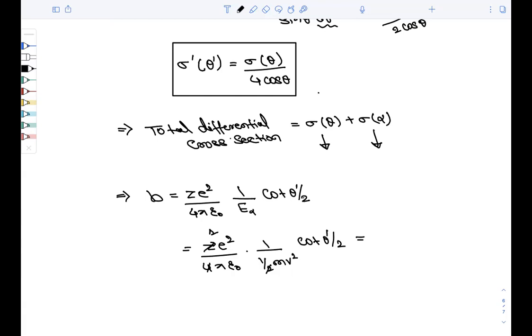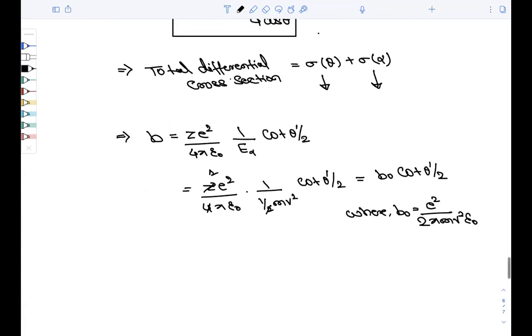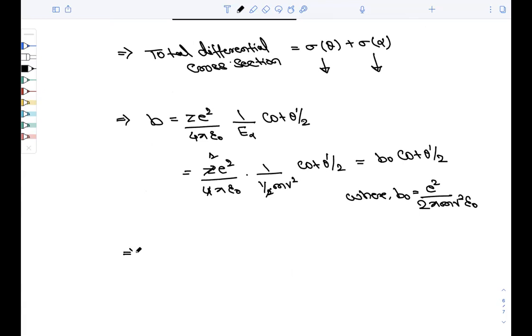So e square, so let us write it as b naught cot theta dash by 2, where b naught is equals to e square, the 2 will remain, over 2 pi m v square epsilon naught, right? So if we know the b, we can simply find the sigma, right? b sin theta. We are more interested in the geometrical terms, so that's why I have placed the model here. So put sigma theta dash sin theta dash d theta dash, right?